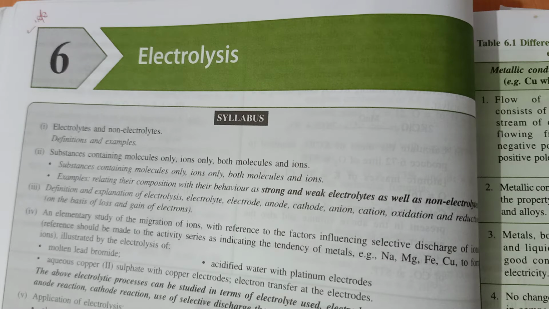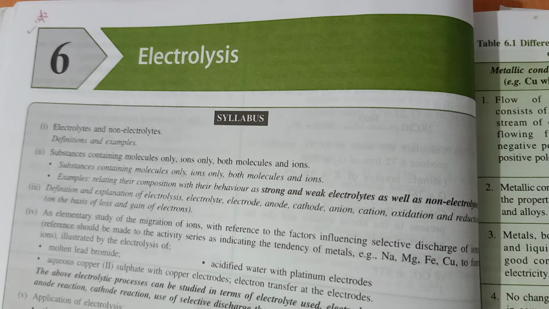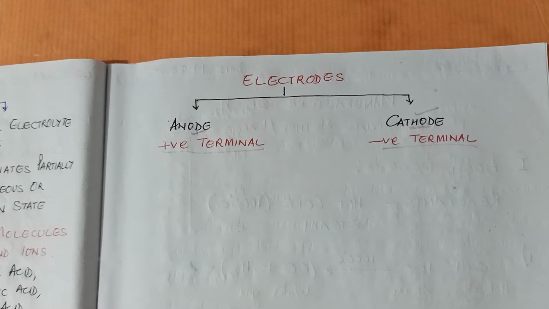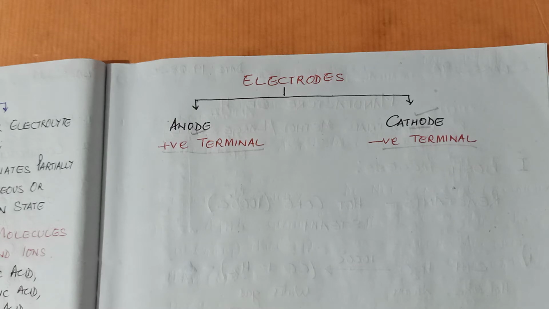In our previous class, we have learned many things about electrolysis, their definitions, electrolytes, their types, and we ended our last class with types of electrodes. We learned that electrodes are of two types. They are anode and cathode. An anode is a positive terminal electrode and cathode is a negative terminal or negatively charged electrode.